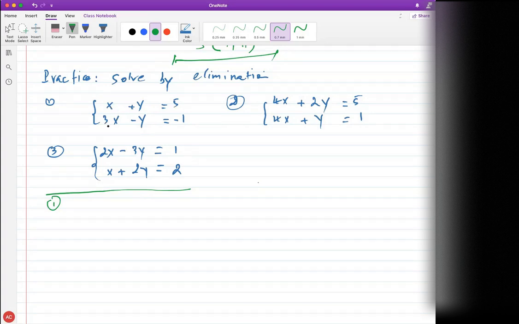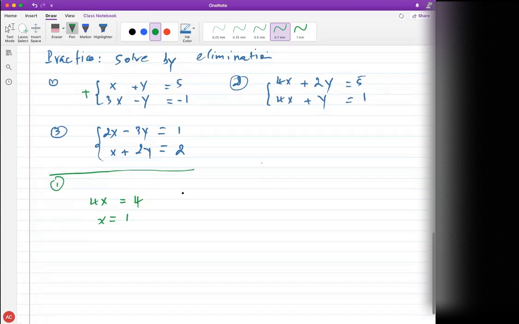We have 3x and x, which would be 4x if we combine these two. Basically, we're adding them, because these two add up to 4x. These cancel out. And we have 5 combined with -1, which is 4. This means x is 1. Then find y.